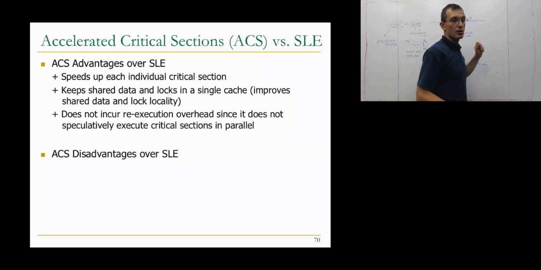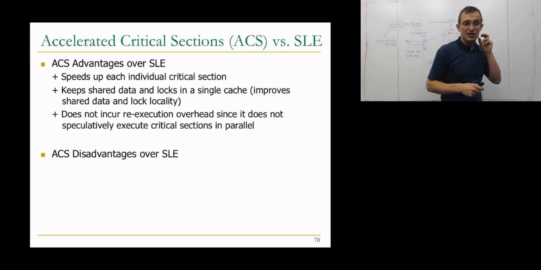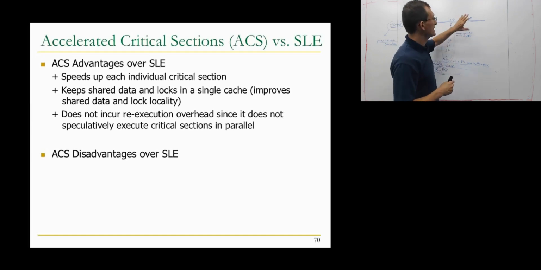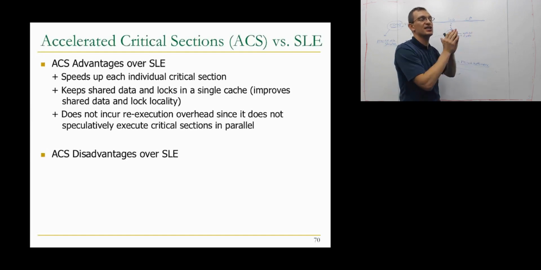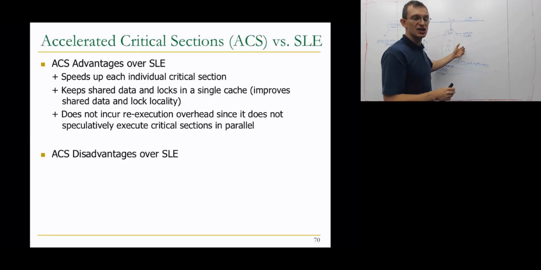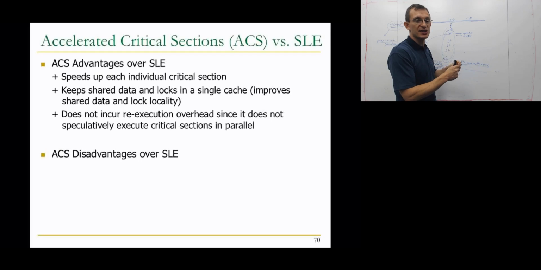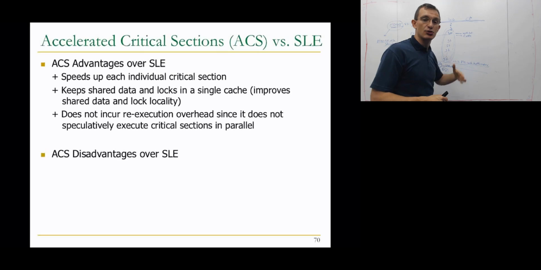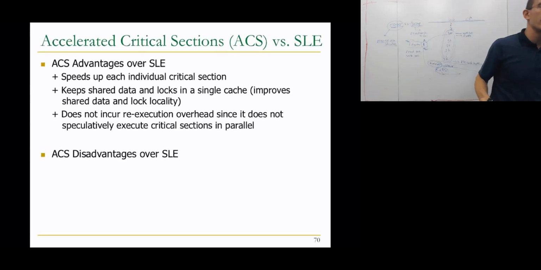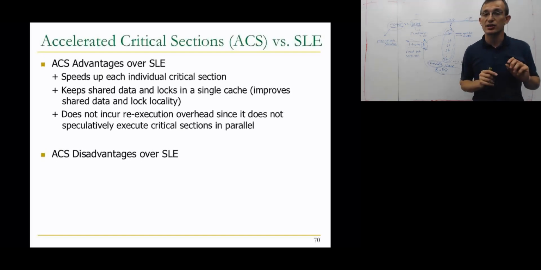That's the idea. So ACS is an advantage. And ACS works even in the presence of data conflicts, right? If there are data conflicts, actually shipping them to a large core and serializing them there is a good idea, perhaps, because you don't compare it to SLE. Whereas SLE, speculative lock elision, if there are data conflicts between critical sections, it incurs re-execution overhead. One of the critical sections needs to abort and re-execute, right? So that's one advantage of ACS over SLE. It doesn't incur re-execution overhead since it doesn't speculatively execute critical sections in parallel.